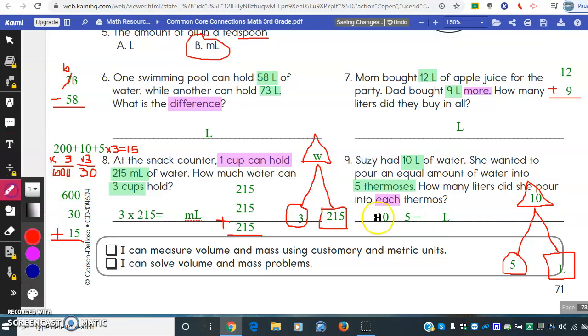We go ahead and write in our division sign because we are dividing. And you are going to count by 5s until you get to 10 and tell me how many 5s make 10. How many liters will she put in each thermos?